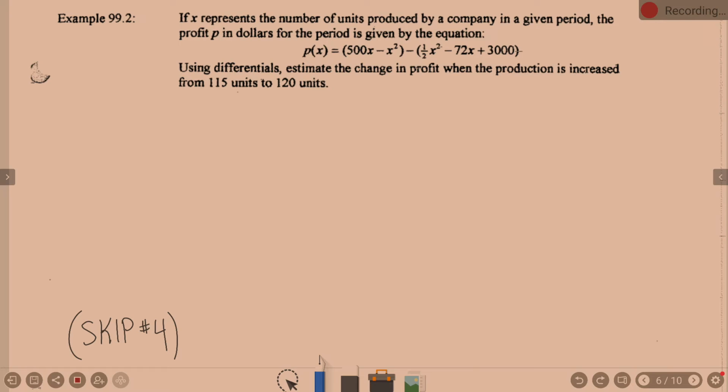If X represents the number of units produced by a company in a given period, the profit P in dollars for the period is given by the equation P of X equals, yeah, you see it. Using differentials, estimate the change in profit when the production is increased from 115 units to 120 units.